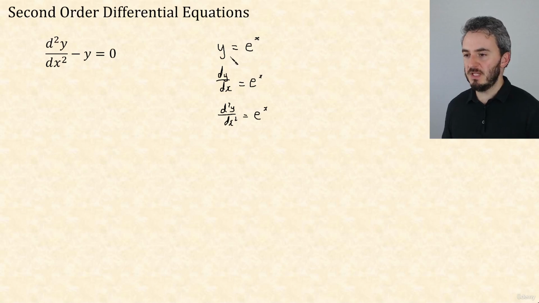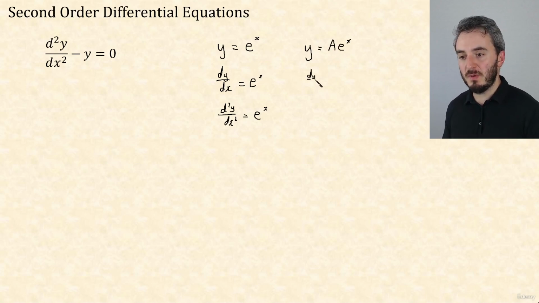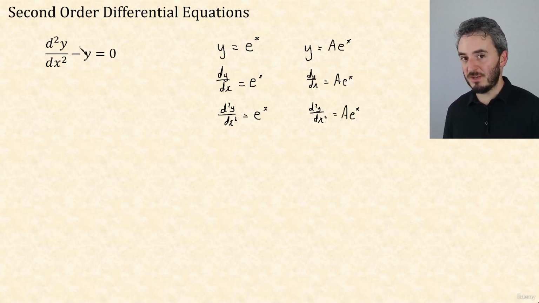Well, a sneaky extra solution is y equals any number times e to the x, because dy by dx is the same and the second derivative is the same. So we could actually generalize and say that a e to the x is a general solution to this. But there's more. Now, I encourage you to pause the video and see if you can find another solution.